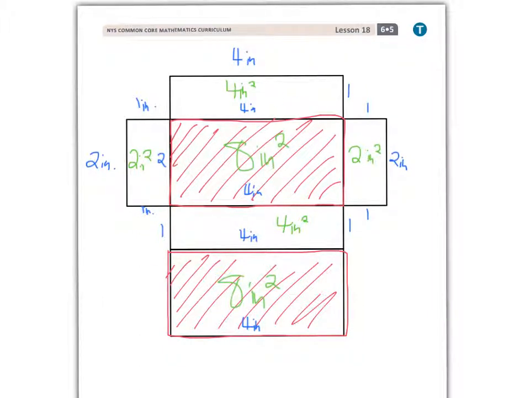So D says, how did we compute the surface area of solid figures in previous lessons? So what we did is, we know that this makes a three-dimensional figure if we folded it all up, and so we're trying to solve for the surface area, and so we find the area of each face and then we add them all together.